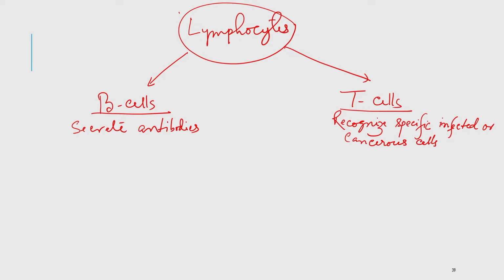The B cells, whenever there is an antigen or external agent, create an antibody to fight it. Antibodies are produced in the body to fight specific external agents. T cells are more specialized in recognizing infected cells and cancerous cells, and fighting them. T cells are again of two types.